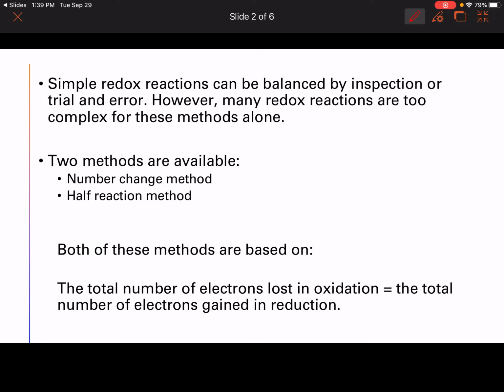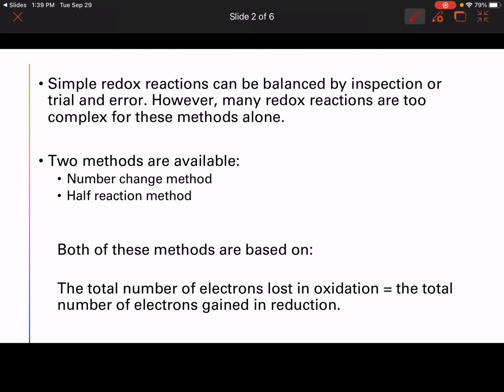So simple redox reactions can be balanced by inspection or trial and error. By inspection, that's how you've always balanced them. You're looking at the atoms on both sides and trying to balance those. However, many redox reactions are just too complex for those methods alone. So we have two methods available to us.